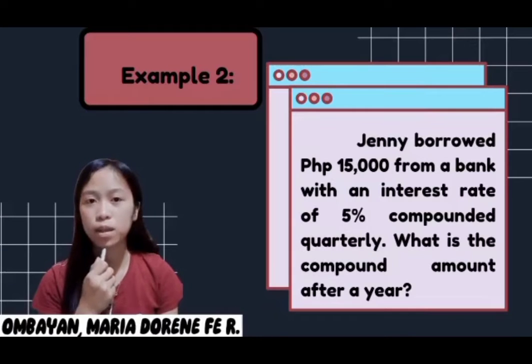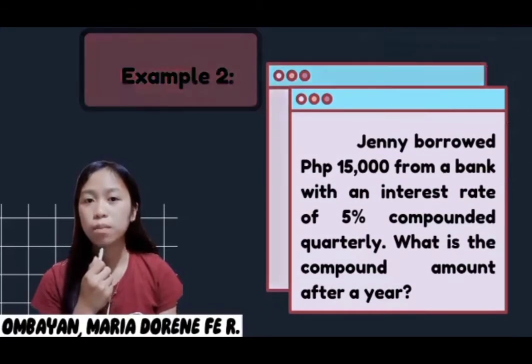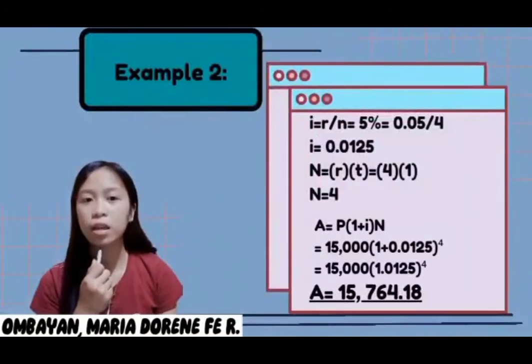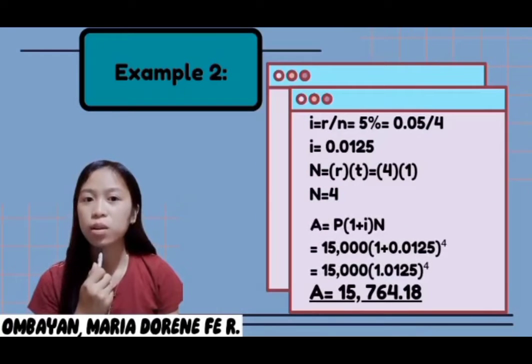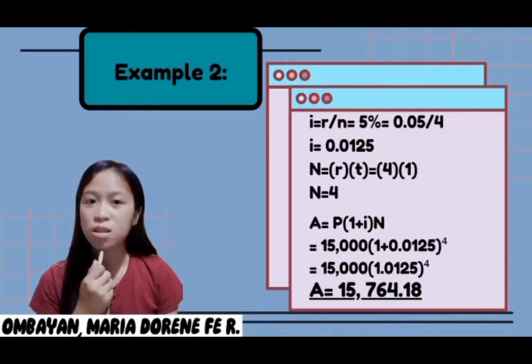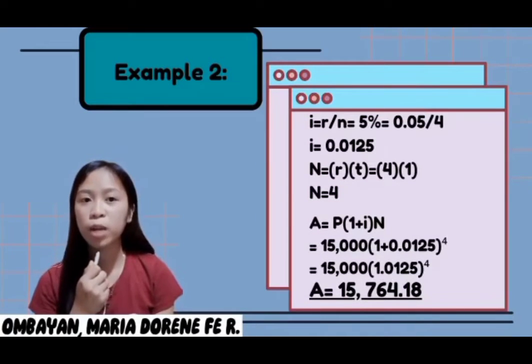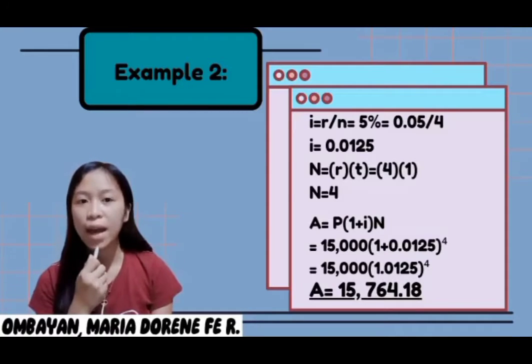Let's move to another situation where Johnny borrowed 15,000 pesos from a bank with an interest rate of 5% compounded quarterly. What is the compound amount after a year? So, i is equal to r divided by n. Substitute the values to the formula. We have i is equal to 0.0125. n is equal to r times t. 4 times 1 is equal to 4.